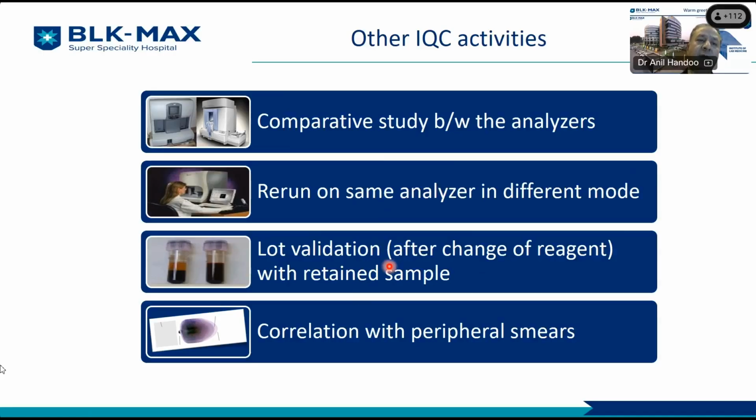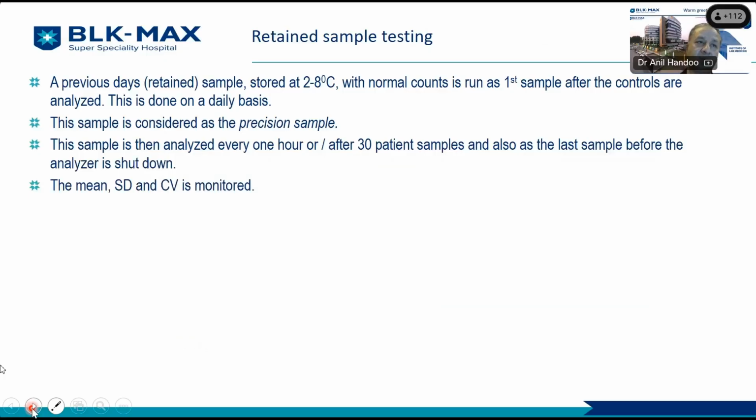Then lot validation is also equally important. When you use a different reagent, not only is the QC reagent different, we also have to ensure that the other reagents which are used on a routine basis are also checked with every lot that is changed. As long as your lot remains the same, it should be okay. And finally, correlation with the peripheral smears becomes equally important.